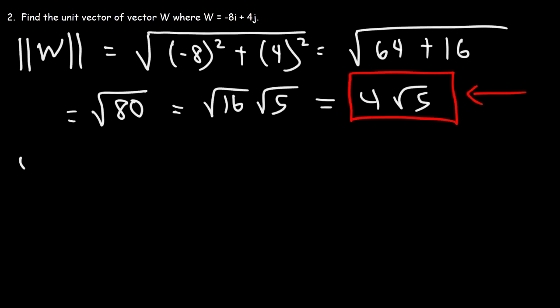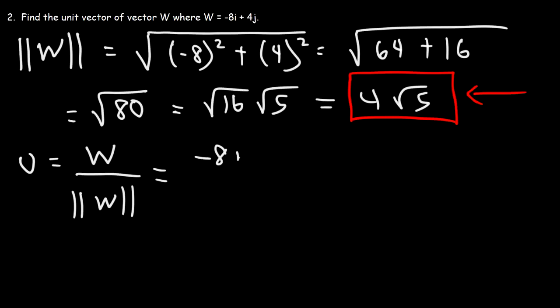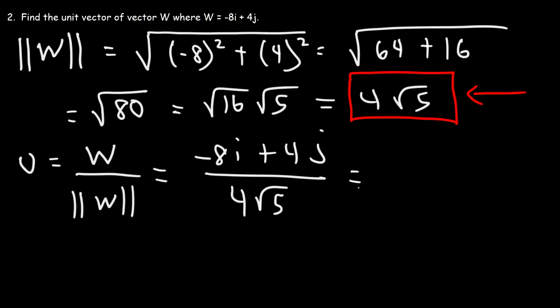Now let's determine the unit vector. So it's going to be vector w divided by the magnitude of the vector. So w is negative 8i plus 4j. And we're going to divide that by 4 square root 5. So now let's separate this into two fractions. So let's divide negative 8 by 4 square root 5. And then we're going to divide 4 by 4 square root 5.